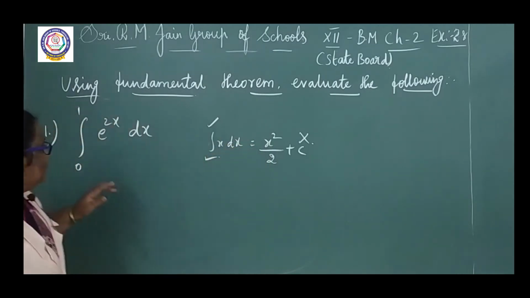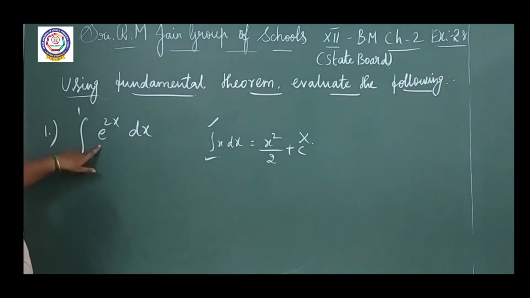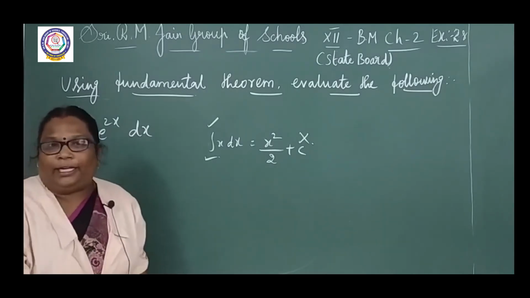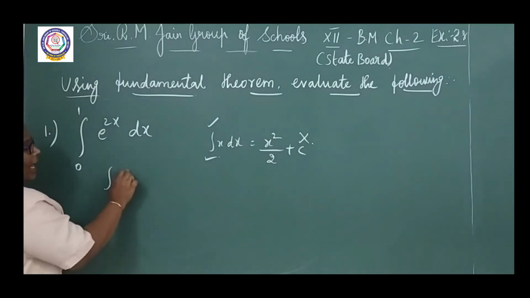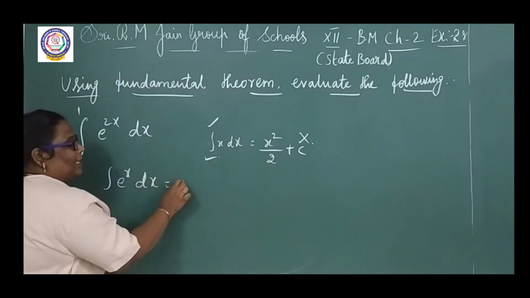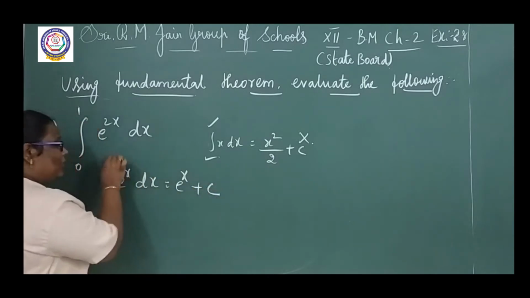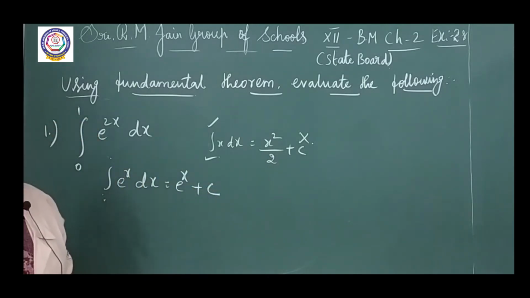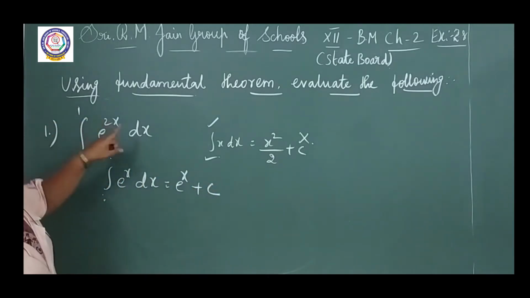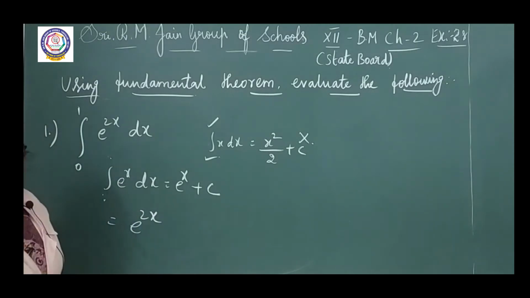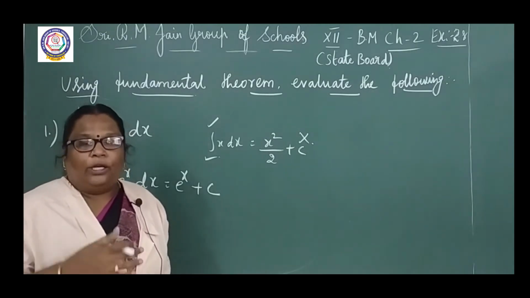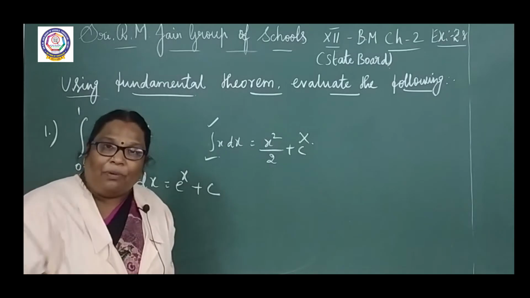Is it clear? See, integral 0 to 1 of e power 2x into dx. First you have to integrate. What is the integration of e power x? Integral e power x dx equals e power x plus c, because the limit is not given. Here e power 2x dx: since e power x integration is e power x, e power 2x integration is e power 2x.